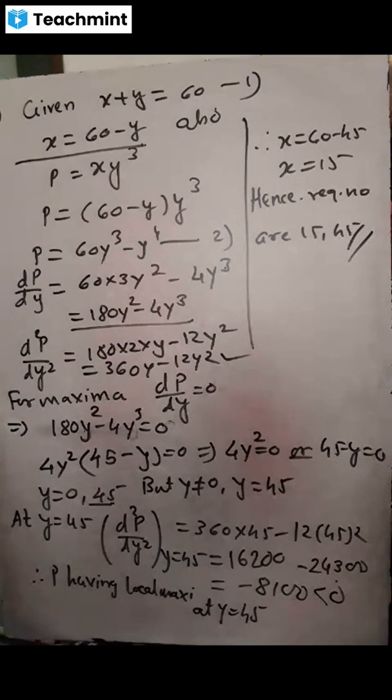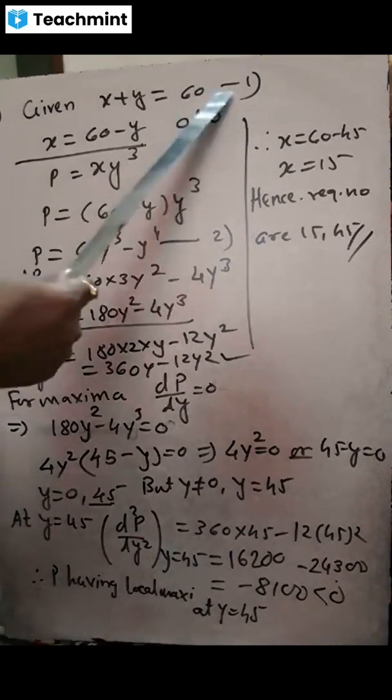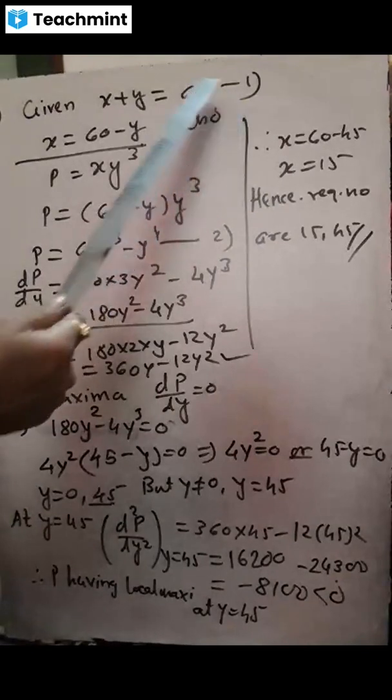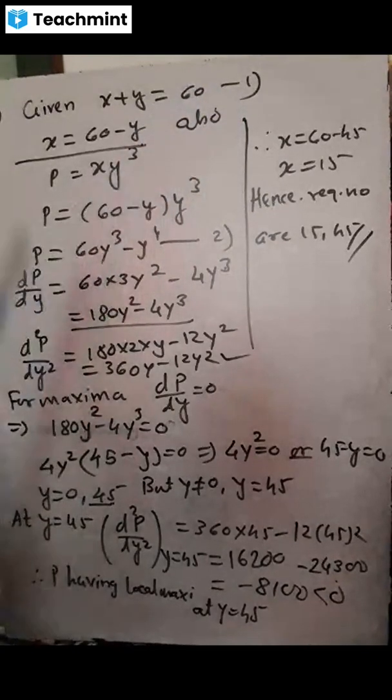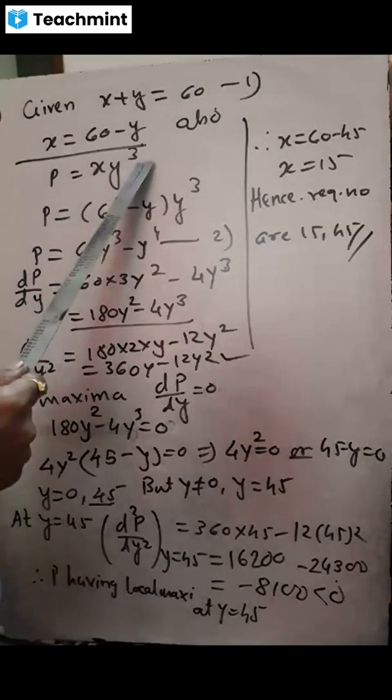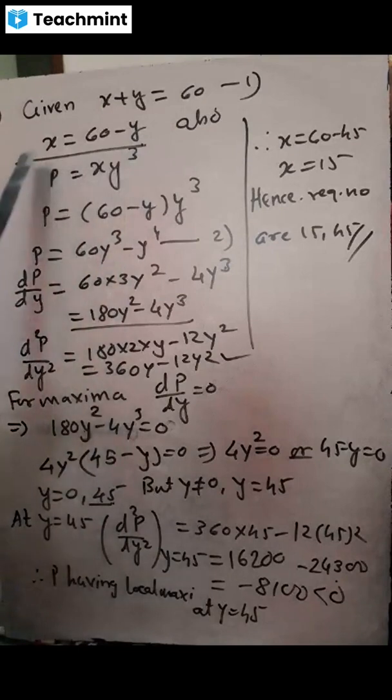Find two positive numbers x and y such that x plus y is equal to 60 and xy cube is minimum. Now here firstly we will assume that p is equal to xy cube, and we will reduce this p in terms of one variable using the second condition whenever it is required. And we will find the numbers.